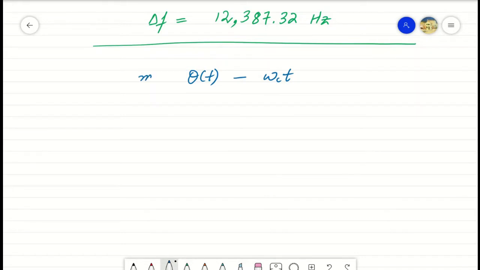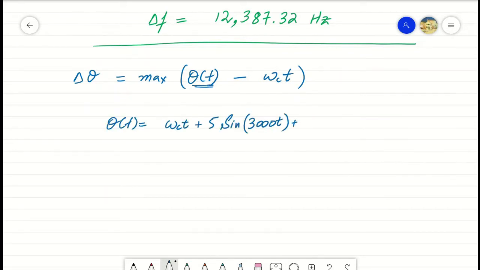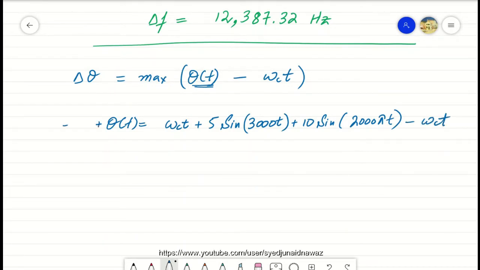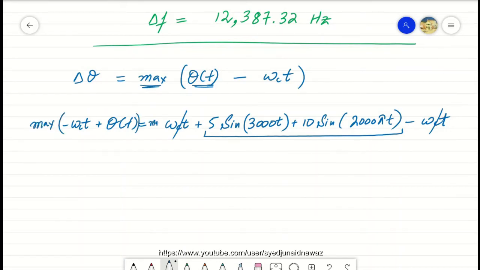And by calculating the peak value of this phase shift, we can calculate the peak phase shift experienced by this signal. That will be equal to theta of t minus omega ct, and the peak value of this signal is referred to by delta theta. So by substituting the equation of theta of t, which was equal to this, and subtracting the running phase, minus omega ct, the omega ct is cancelled with this minus omega ct, and the remaining portion represents the phase shift experienced in this signal. So if we compute the maximum value of this signal, that is the peak value, that will be the representation of the peak phase shift experienced by this signal.